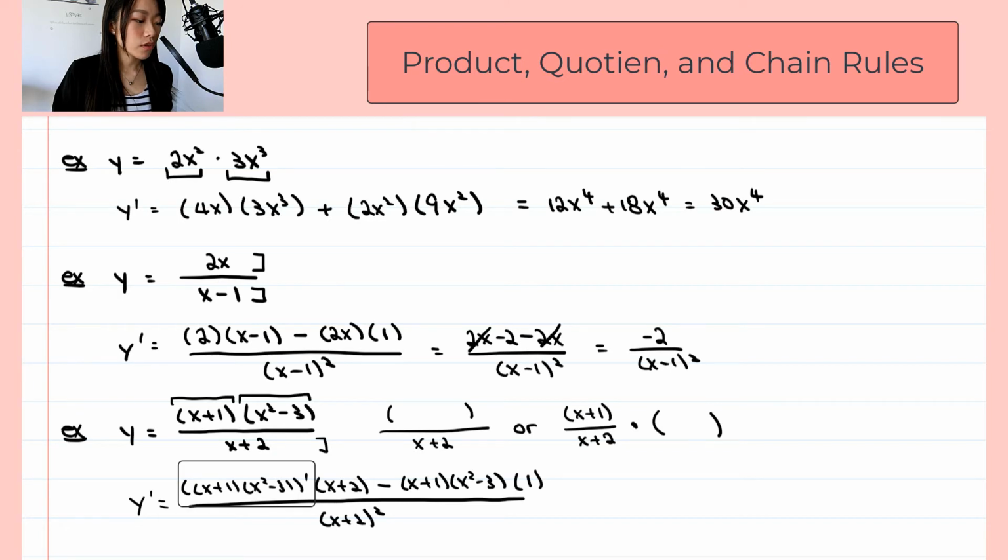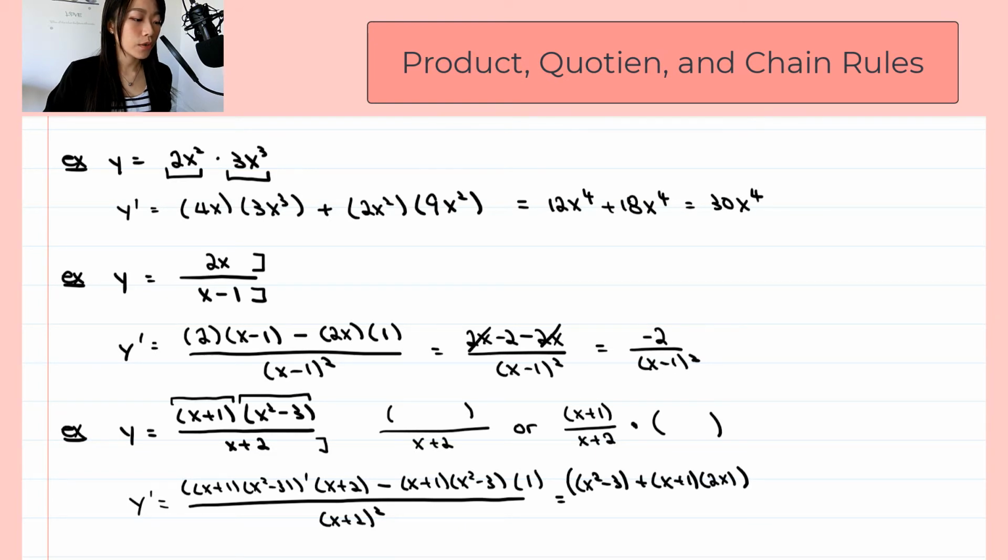So now we still need to solve for the derivative of the numerator. In the numerator here, we need to use the product rule. So the first function is x plus 1, and the second function is x squared minus 3. And the product rule says this derivative equals the derivative of the first function, which is 1, times the second function, x squared minus 3, plus the first function, x plus 1, times the derivative of the second function, which is 2x.